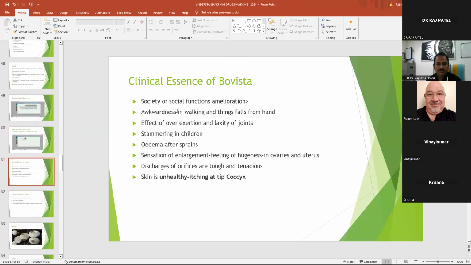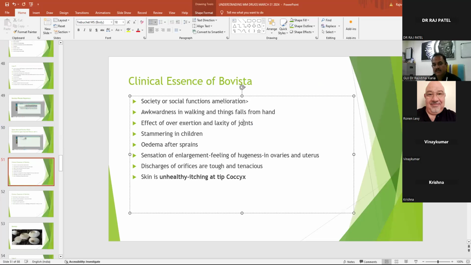Now we'll start with the clinical essence of Bovista. What is the clinical essence of Bovista? Society or social function stimulates the Bovista cases. You know, my wife always attends all kinds of social functions and she is Bovista. Awkwardness in walking and things fall from hand. Effects of overexertion and laxity of joints. This is very important in Bovista cases. Stammering in children.